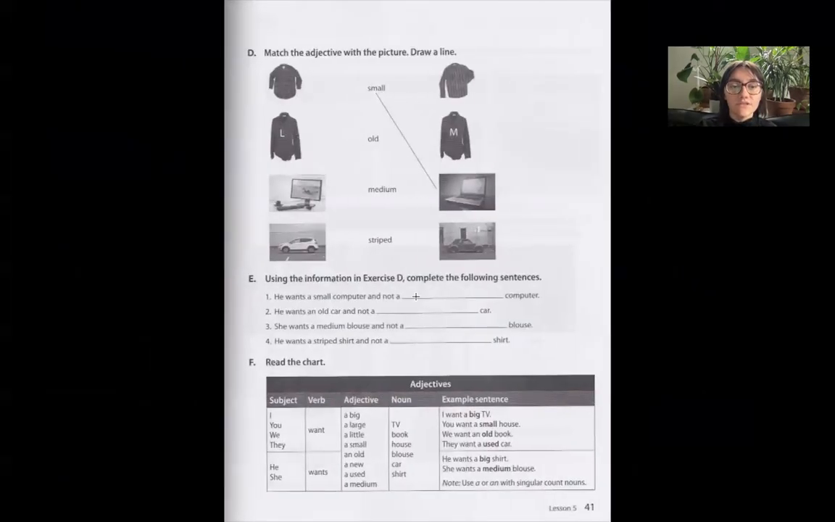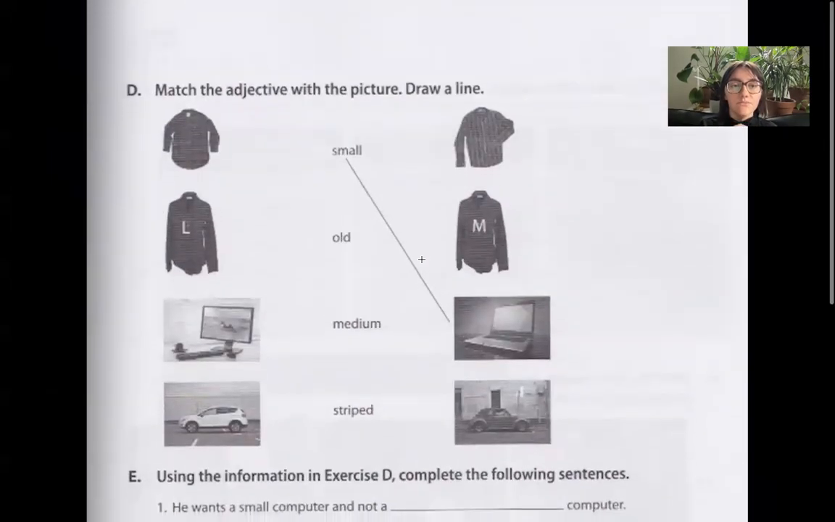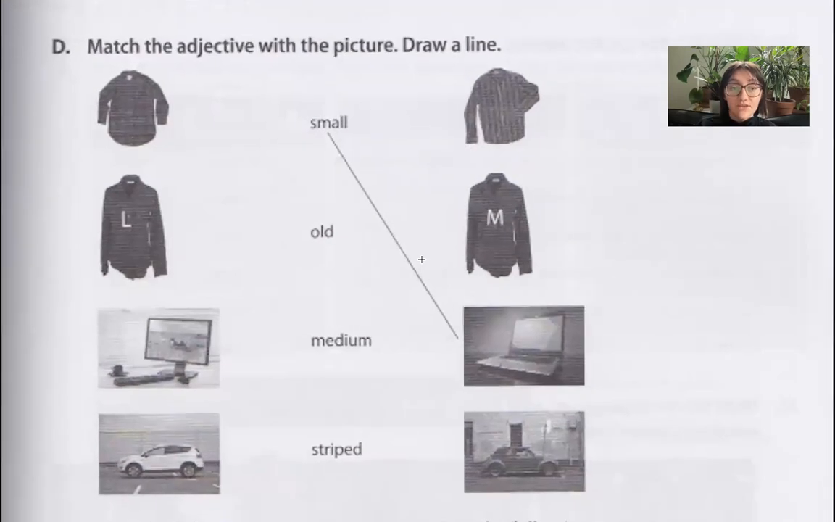Oh, no, that's not the last one. Okay, let's keep going. So match the adjective with the picture. Draw a line, right? So we want to work on the adjectives: small, old, medium, striped. You need to match them. So small, a small computer. Old, an old car. Medium, it's a shirt that has the M, and striped. So that's that one.